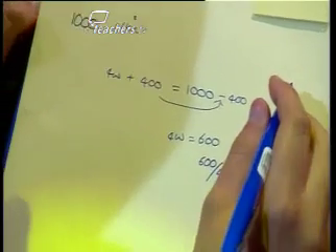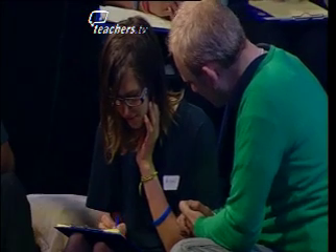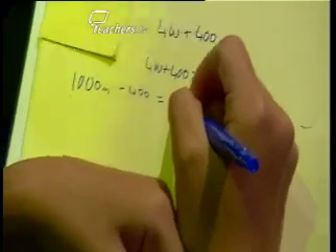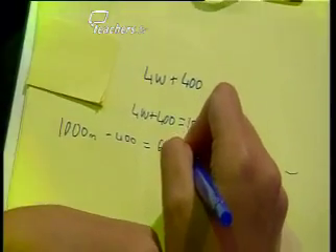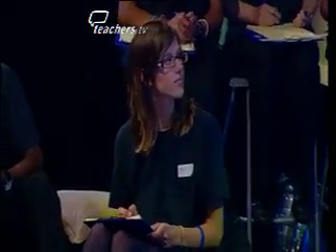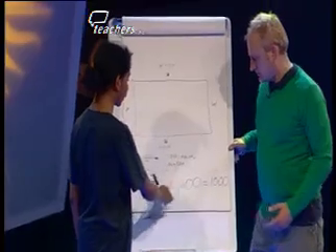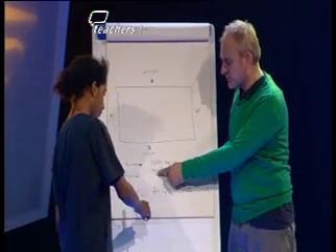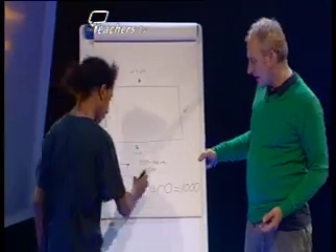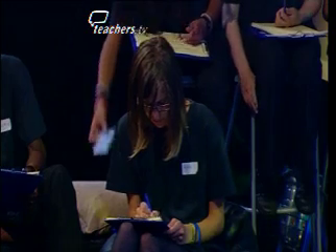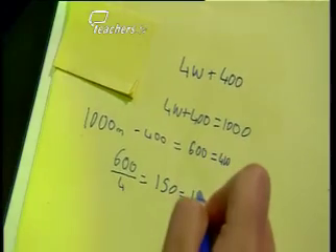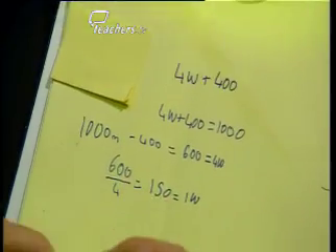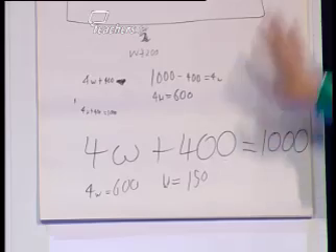What's your line of working, Agni? I did 4W equals 1,000 take away 400, which equals 600. So 4W equals 600. And then to finish off, divide 600 by 4, and that'll get us W. So 1W equals 150. Okay, we've solved the problem almost. The width has got to be 150 metres.